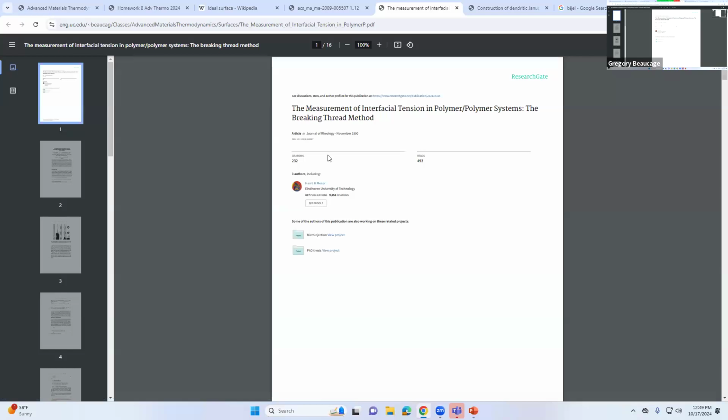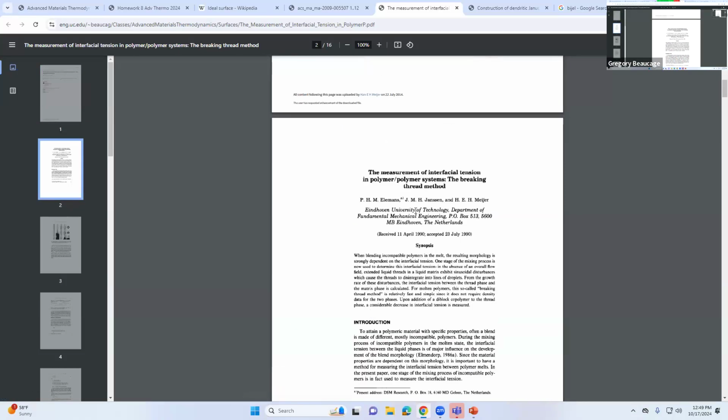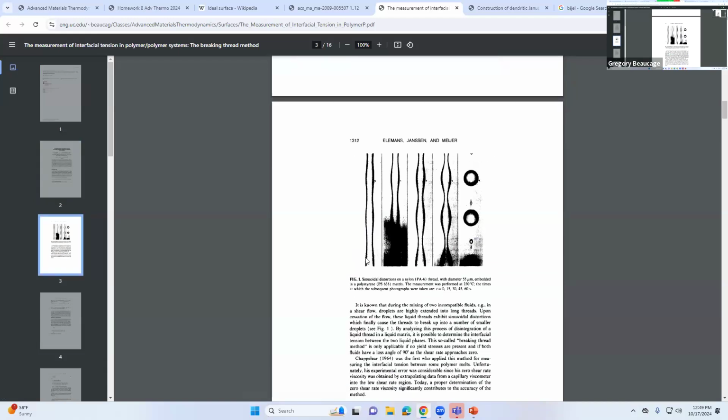breaking thread method, which is published in, let's see, 1990, right, by these guys in the Netherlands. Basically, this was developed not for plastics, but I think this is applying it to plastics. So originally developed for anything. But basically, what he does in this paper is he makes a thread of the different plastics. Then he makes a sandwich of it. So he wants to get, like, polystyrene, high density polyethylene surface tension. So he makes a thread of polystyrene, and he makes two sheets of polyethylene, and he squishes them together.